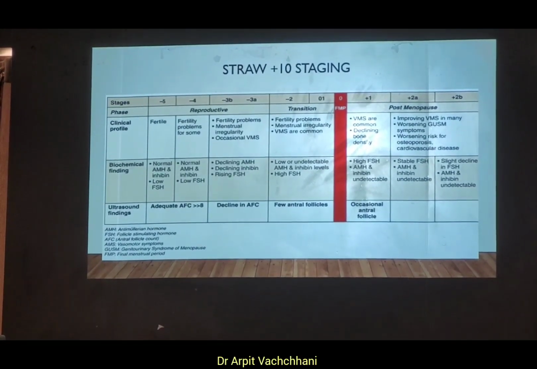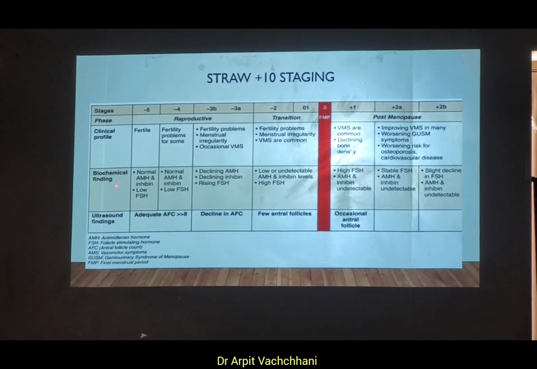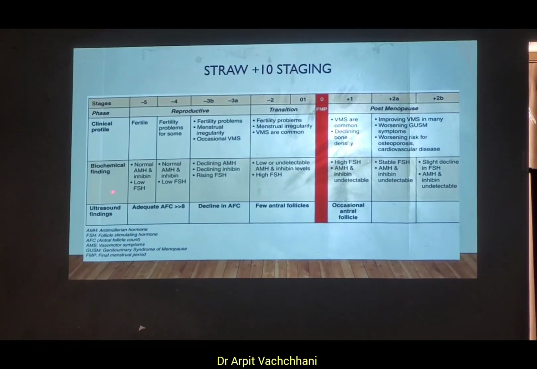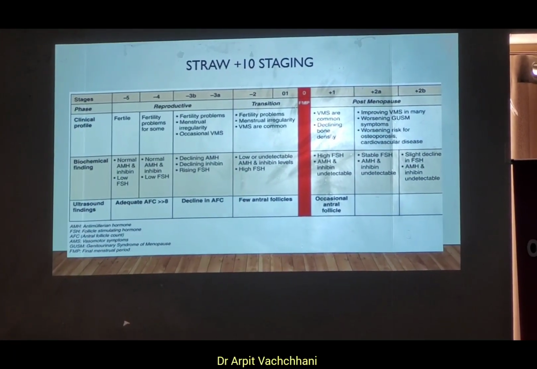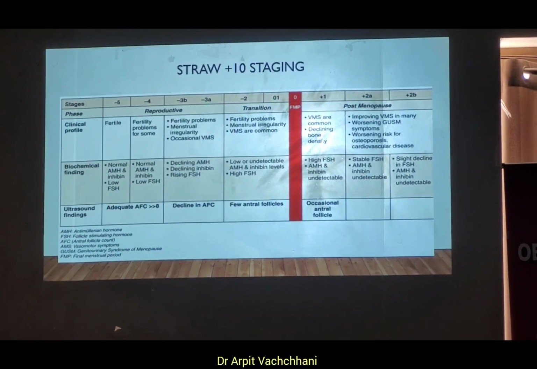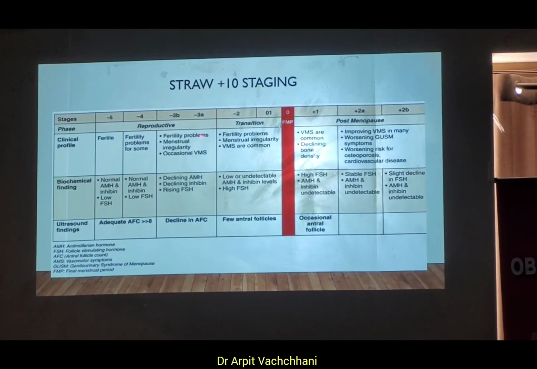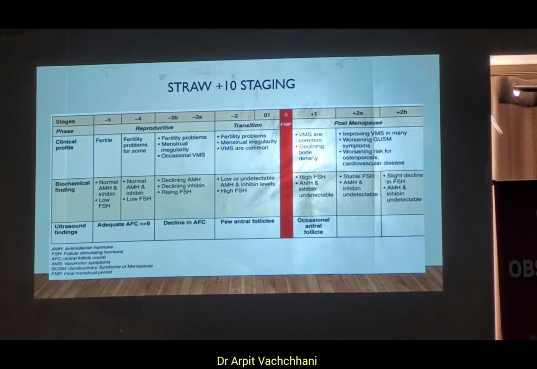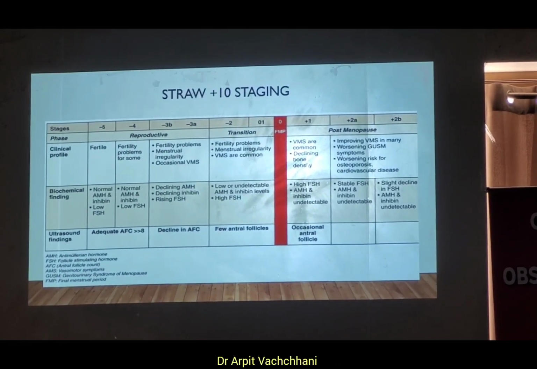The things which we have taken care of are the clinical profile, that is the menstruation, the biochemical findings, that is the AMH, inhibin, FSH, and the ultrasound findings of the AFC count. So, the first, -4 and -3, is the normal period. Now, if we consider the -3 stage, this is the stage when the changes start occurring in the reproductive period.